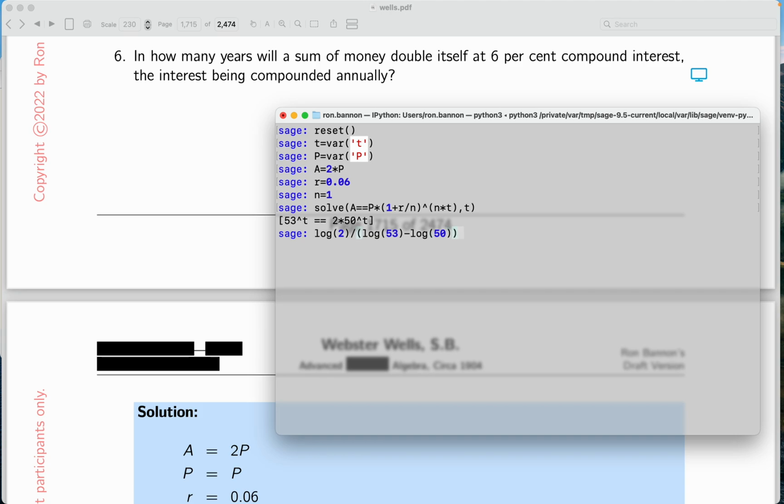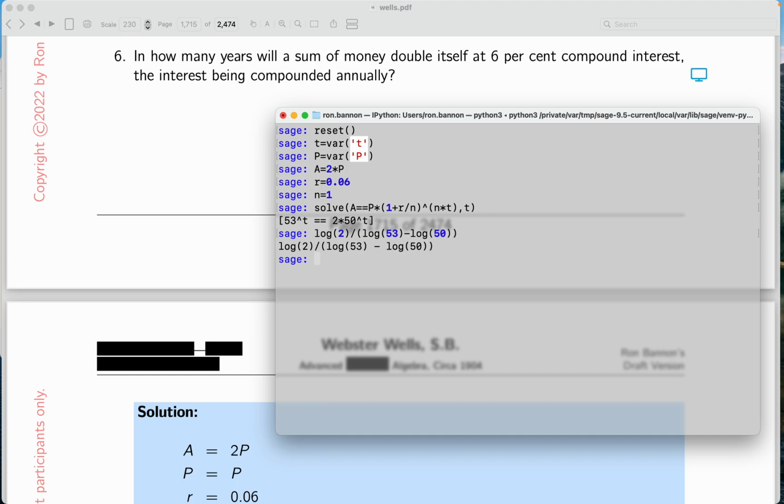So, if I took the log of the left-hand side, it would be t times the log of 53. If I took the log of the right side, it would be log 2 plus t times the log of 50. So all I did was rearrange it and solve for t. So this is what t should be. Now when I do this, you get this back. And I didn't want that. I wanted to get an approximation for that.